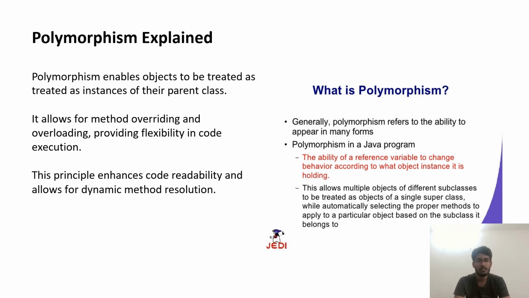Polymorphism. Polymorphism enables objects to be treated as instances of their parent class. It allows for method overriding and overloading, providing flexibility in code execution. This principle enhances code readability and allows for dynamic method resolution. Generally, polymorphism refers to the ability to appear in many forms. In a Java program, it is the ability of a reference variable to change behavior according to what object instance it is holding.